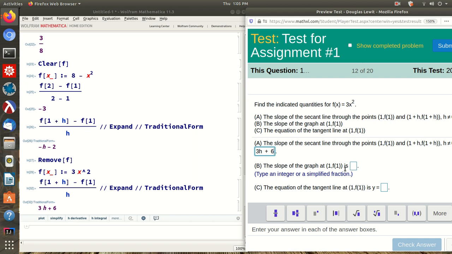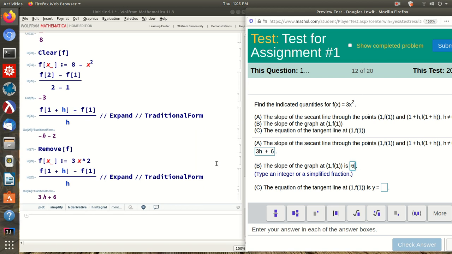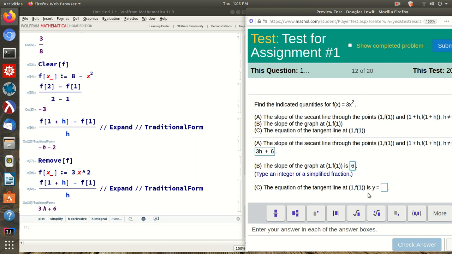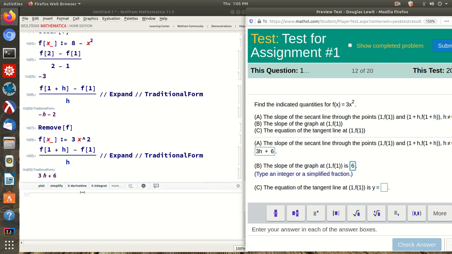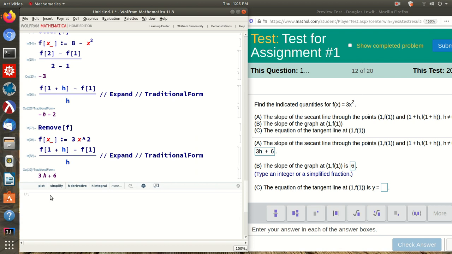The slope of the graph at 1, f of 1, well, h is going to go to 0. 3 times 0 is 0, so you're just going to have 6. The equation of the tangent line at 1, f of 1 is equal to, okay, so now we have to use the formula y is equal to the slope times x plus the intercept.